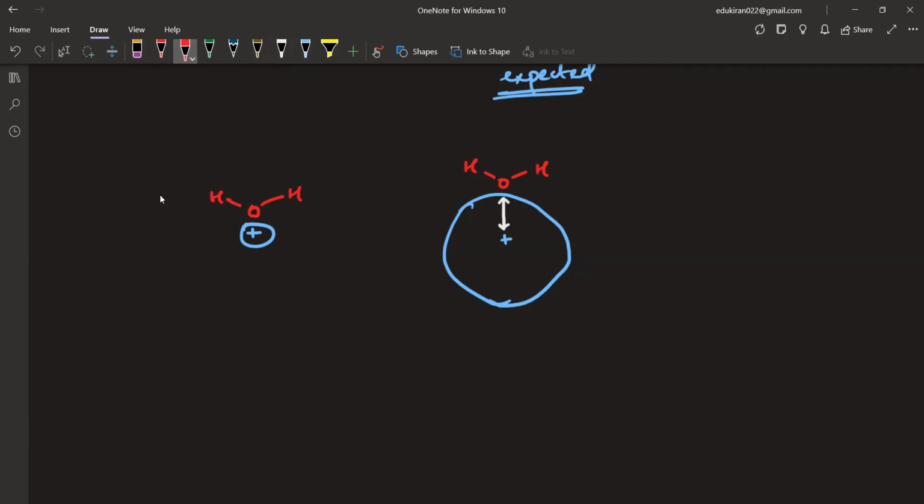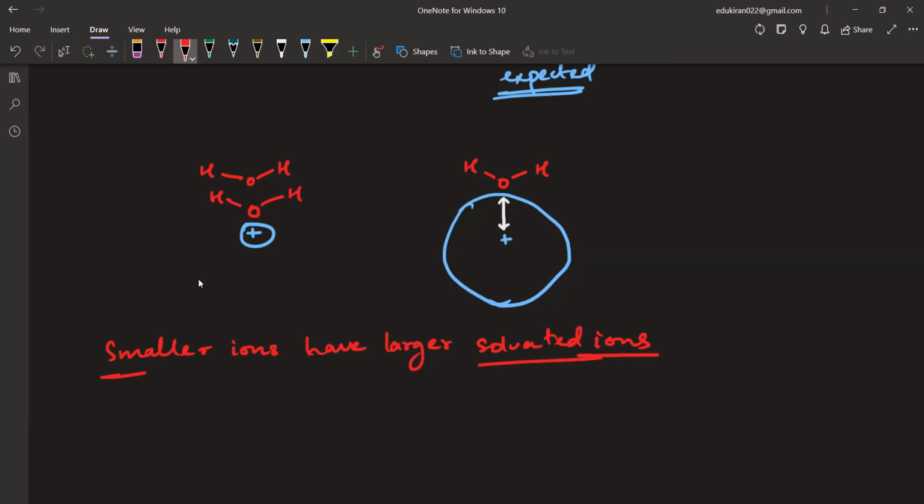Yes, sir. Enough. Since the positive charge is very near to the boundary of the atom, more water molecules will be attracted on the smaller one, right? And here the positive charge is very far away from the boundary of the atom. That is why fewer water molecules will be attracted. So smaller ions have larger solvated ions. Okay, you will remember this.